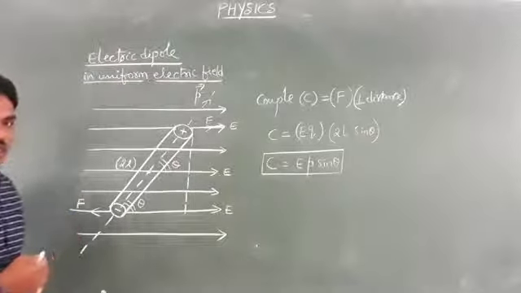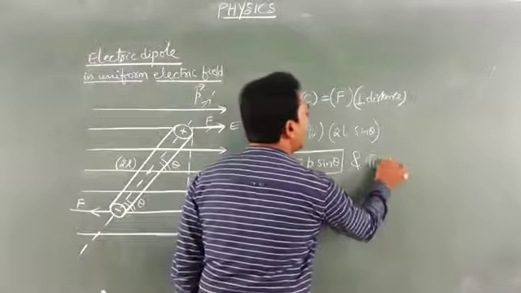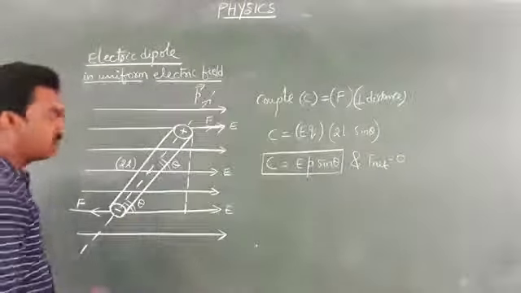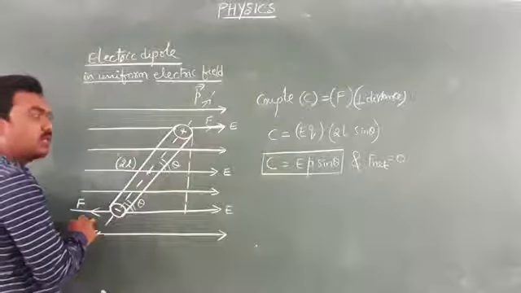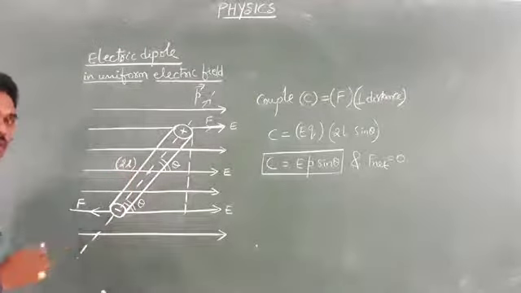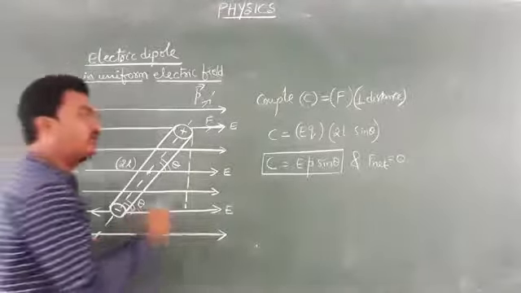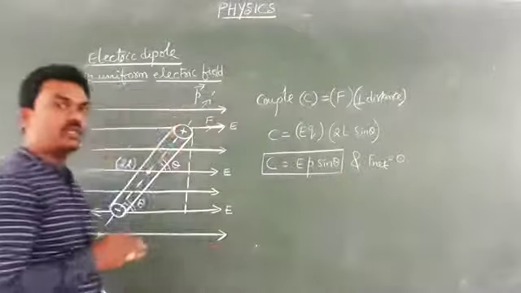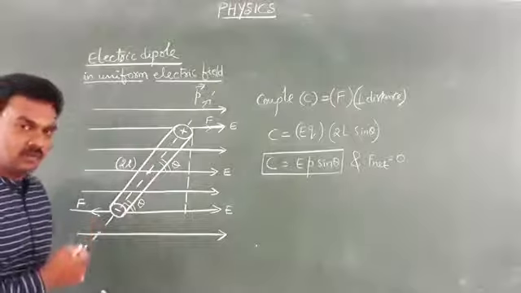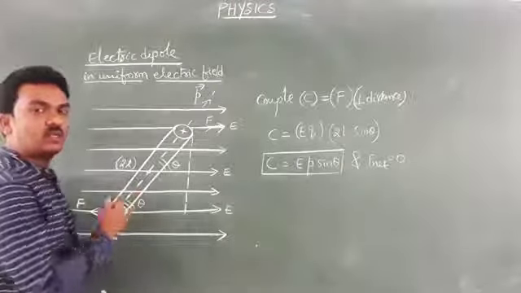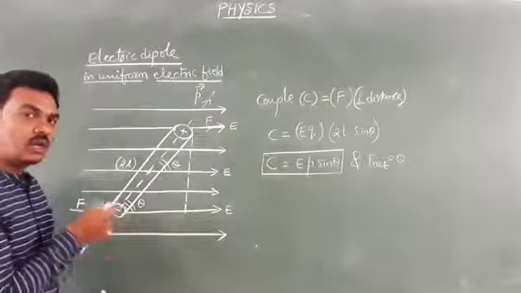Sir, does it experience any net force? No. The net force experienced by the dipole in a uniform electric field is 0, because here is the force in the forward direction, here is the force in the backward direction. Both are equal in magnitude and opposite in direction, so the forces nullify each other and the net force experienced by the dipole will be 0. It means your dipole will be under translatory equilibrium in an external uniform electric field, but will experience a couple. So it is not under rotational equilibrium.